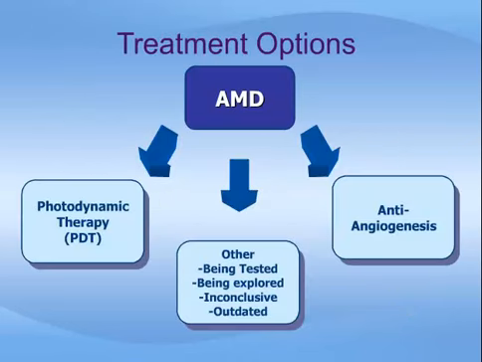Of the various treatments for wet AMD, the two preferred treatments are photodynamic therapy, or PDT, and anti-angiogenesis. Both treatments have been clinically tested and proven to be effective and safe. Other therapies include those that are currently being tested, some that are just starting to be explored, some that are inconclusive, and some that are outdated. Which treatment is recommended to you will depend largely on the type, stage, and location of your AMD.